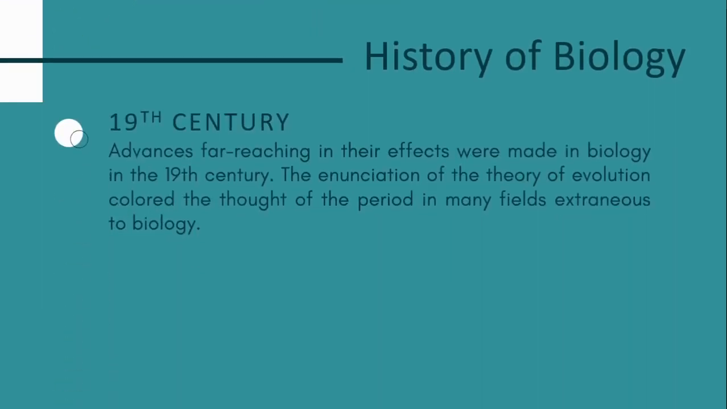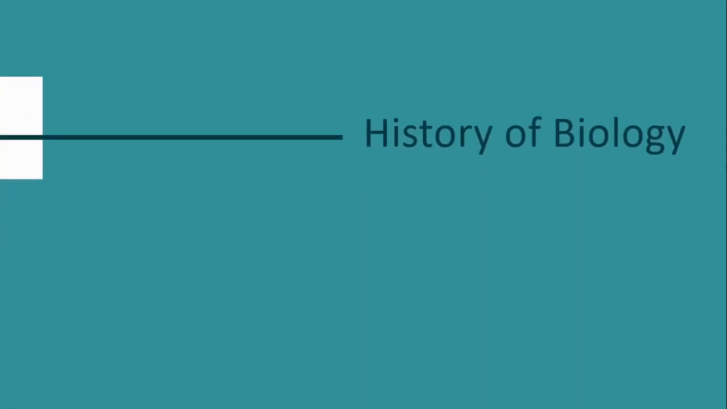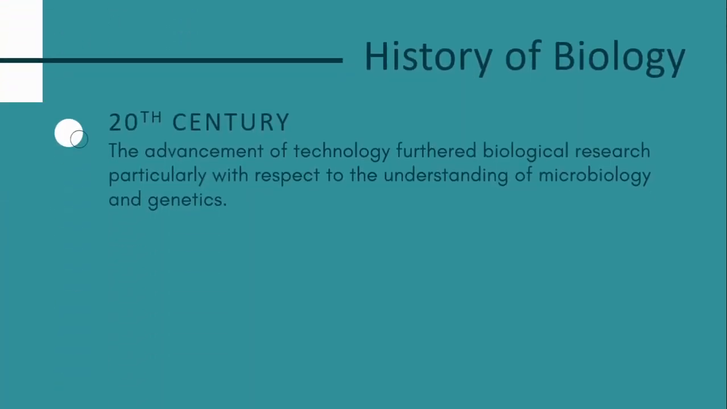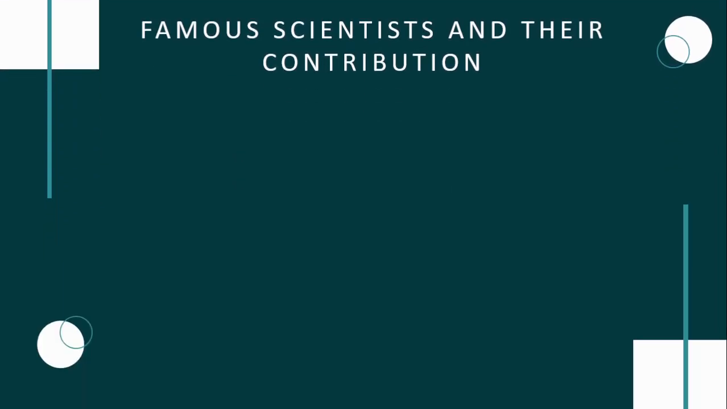Okay, during the 19th century, advances far-reaching in their effects were made in biology. The enunciation of the theory of evolution colored the thought of the period in many fields extraneous to biology. And during the 20th century, the advancement of technology furthered biological research, particularly with respect to the understanding of microbiology and genetics. Okay, so that is the brief history of biology, how biology was started.